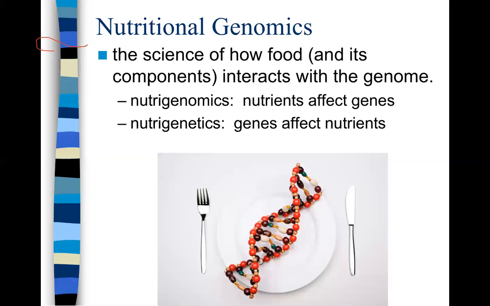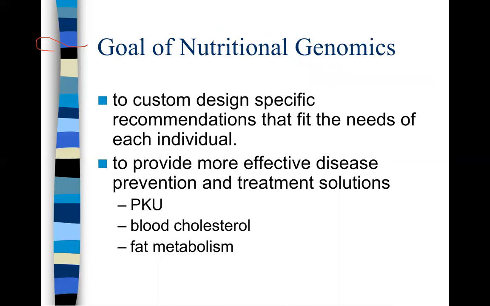The idea with this is in the future, we're going to be able to do customized diets based on people's individual genetic code. So we could find a diet that's perfect for them. This will also help with disease prevention. So I mentioned PKU, or phenylketonuria, which is the disease where we cannot convert phenylalanine to tyrosine. So we may be able to use nutritional genomics to help with some of that process. This may help for people with high levels of blood cholesterol or altered fat metabolism.